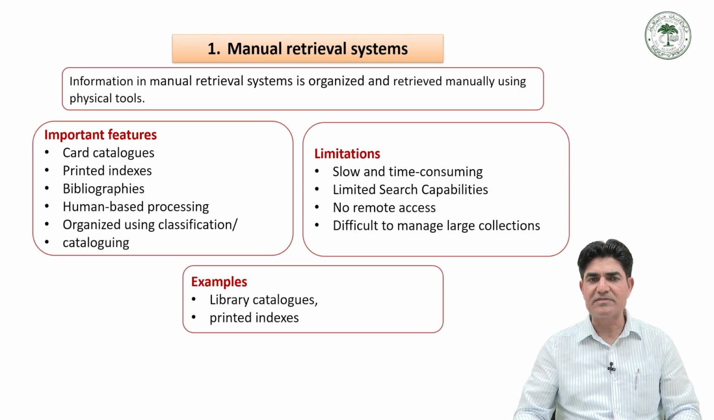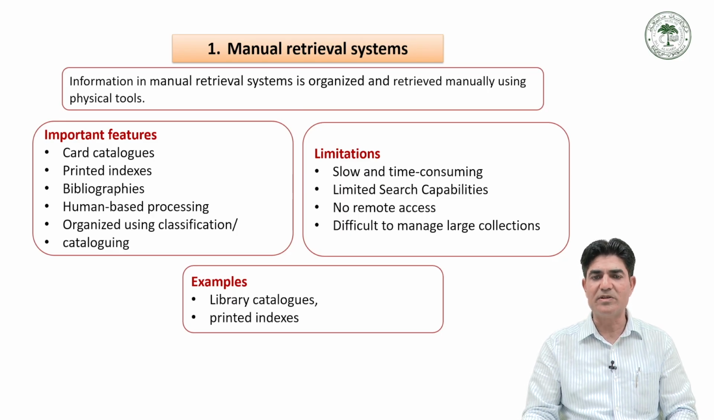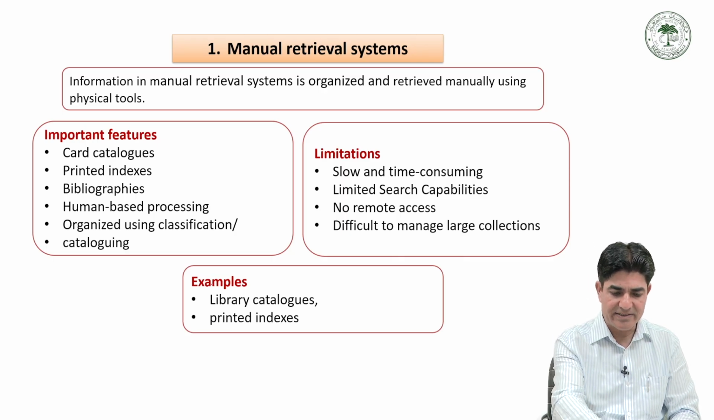Remote access was not possible because we need to physically visit the library and information center to find the desired information and document. And in such kinds of systems, it is very difficult to manage a large collection of information. So examples of these kinds of manual retrieval systems include library catalogs and printed indexes.